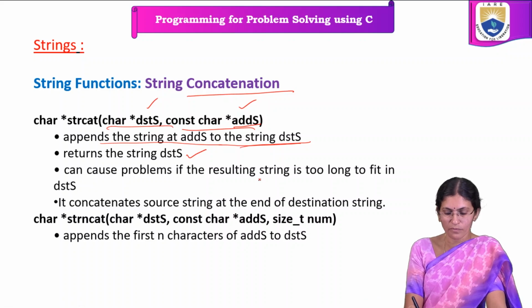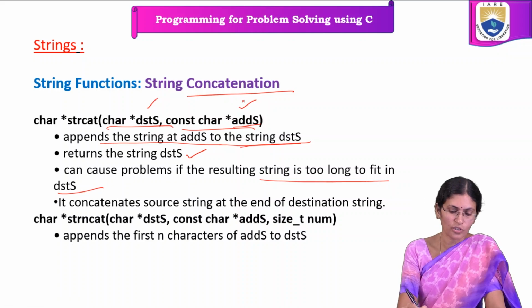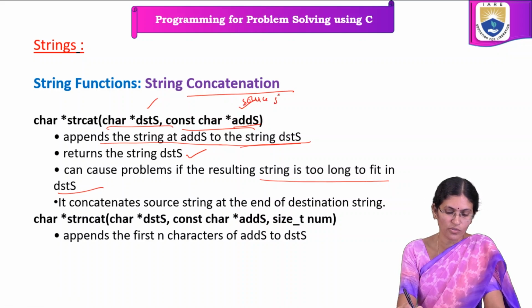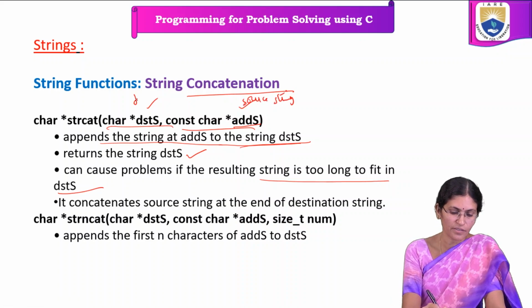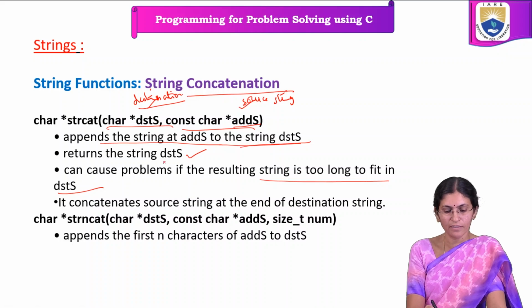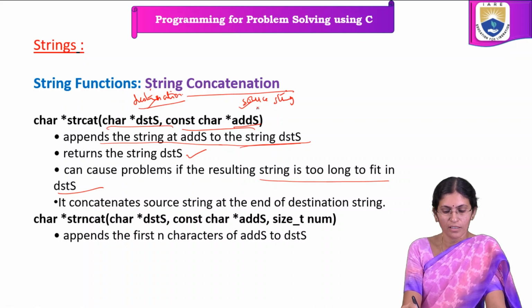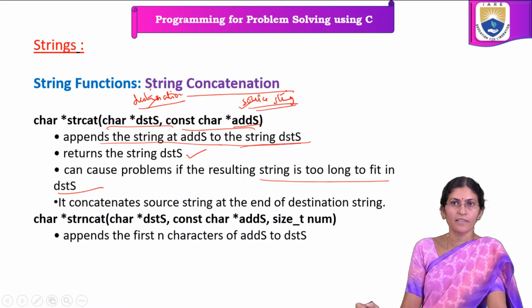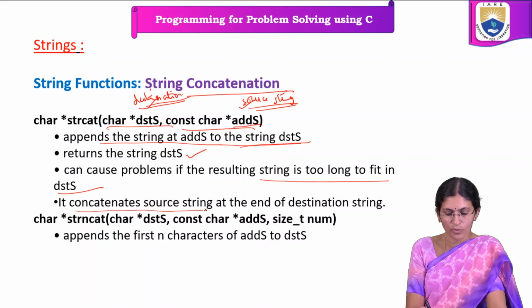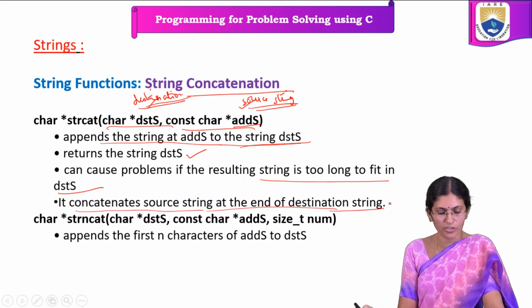It can cause problems if the resulting string is too long to fit in the destination. So here you can consider this as the source string and this one is the destination string. The size of this destination string should be declared large enough so that the source string contents can be inserted into the destination string. So it concatenates the source string at the end of the destination string.